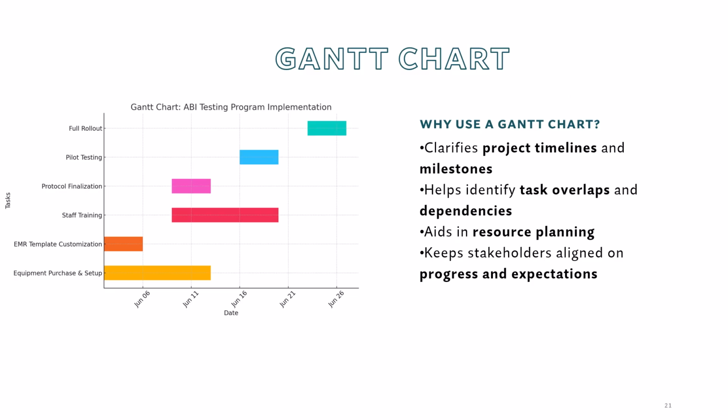A Gantt chart is a visual project management tool that displays tasks or activities over time. It's essentially useful for planning, scheduling, and tracking the progress of a project. Below is my Gantt chart for ABI testing program implementation.